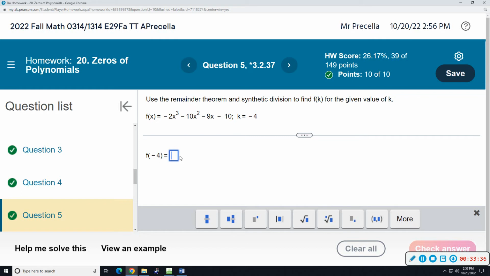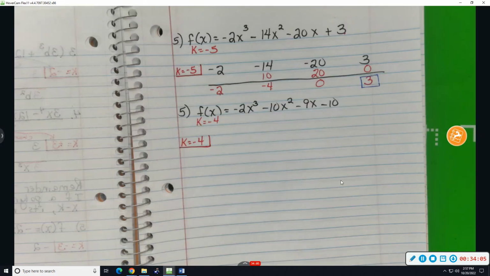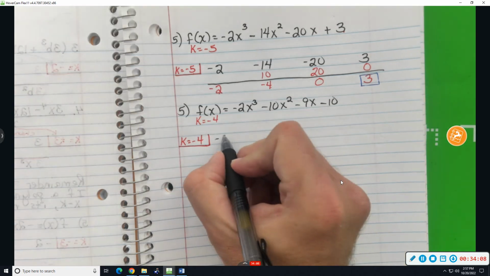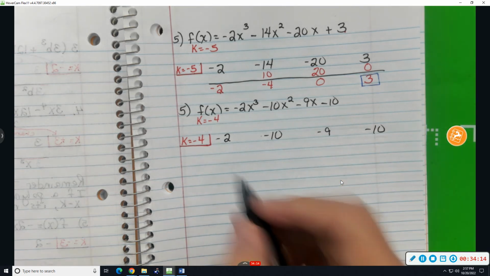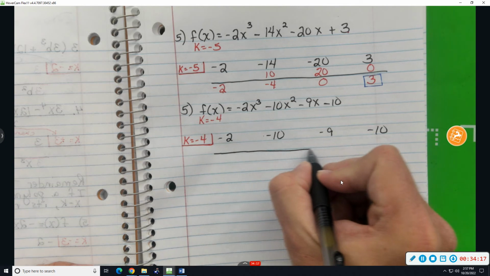This is still number 5. -2x^3, -10x^2, -9x, -10. So that would be K equals -4. So it would be 6. -6 would be the answer to this one. I just wanted to test out that theory to see if this question was always rigged because it was introducing the topic, or if it does change. And the answer is -6 for this one.